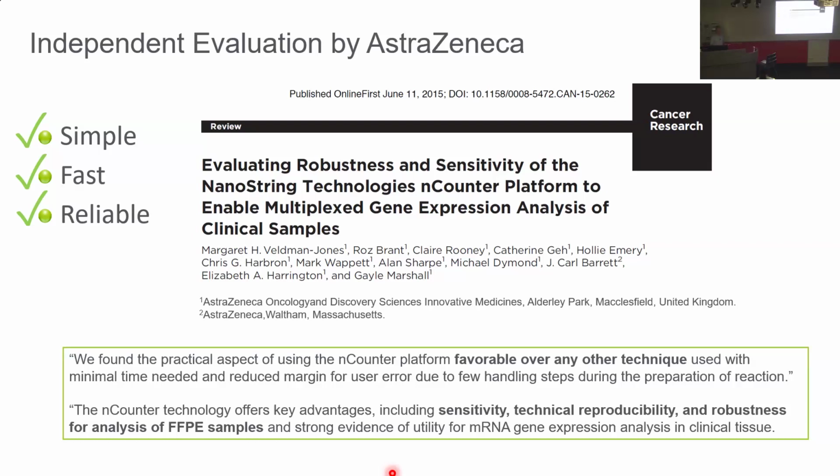And they've come out with this paper, which is available, came out in 2015. It's still very relevant because nothing's really changed with the technology. We found the practical aspects of the nCounter favorable over any other technique. Minimal time needed, reduced margin of error, few handling steps. And down here, sensitivity, technical reproducibility, and robustness for FFPE samples. So there's key advantages for them.